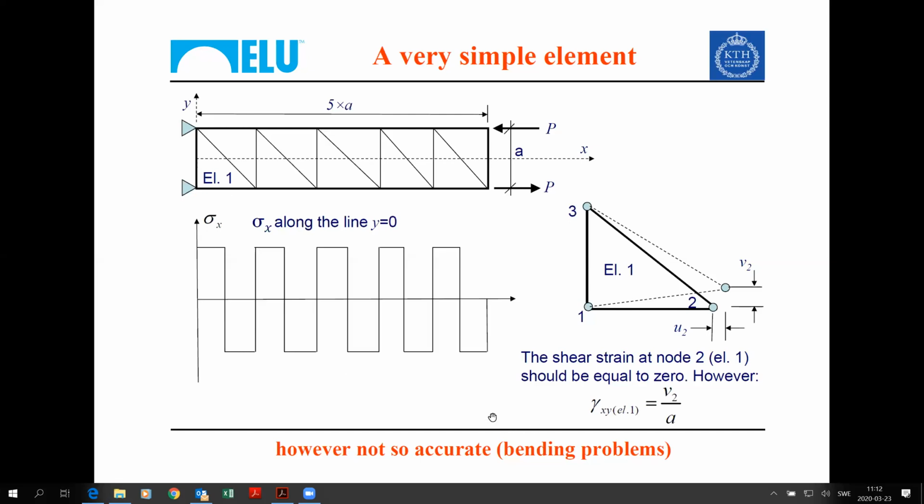What is also bad is that the shear strain at node 2, the gamma xy computed from, say, element 1, should be 0. We have no shear strain here. But it's not. It's equal to V2 divided by A. If you go to the definitions of the strains, you will see that gamma xy from element 1 at node 2 is equal to V2 over A.